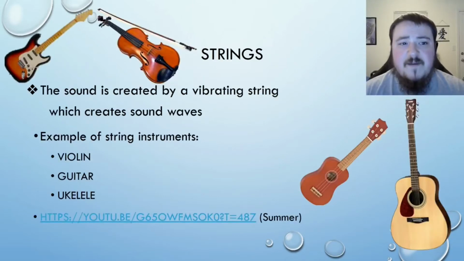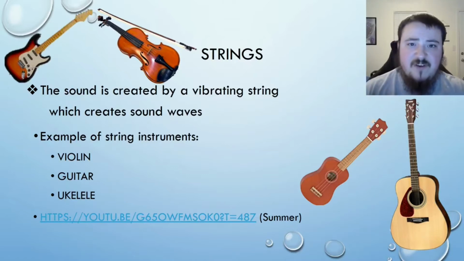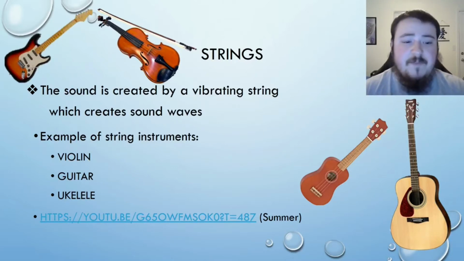Our first example is string instruments. The sound is created by a vibrating string that creates sound waves. So remember how we talked about before that sound waves are just vibrations that travel through the air? Well, for something to make sound, something has to vibrate. In this case, the string vibrates, which makes the air around it vibrate, which travels in sound waves, and when it gets to your ear, you hear the string instrument playing.